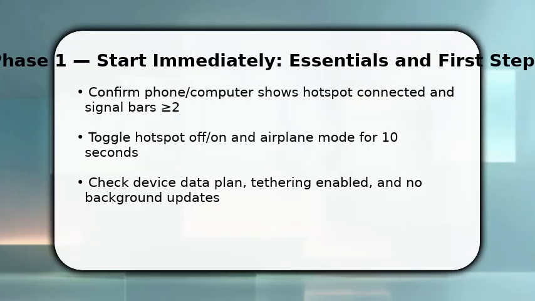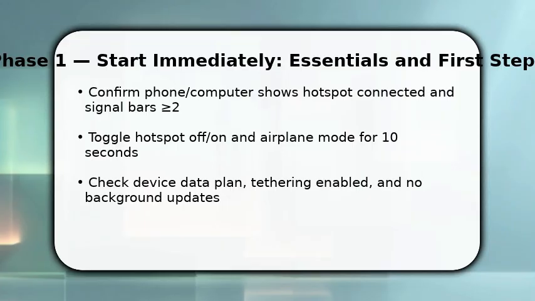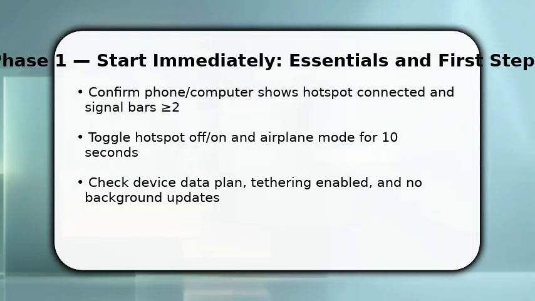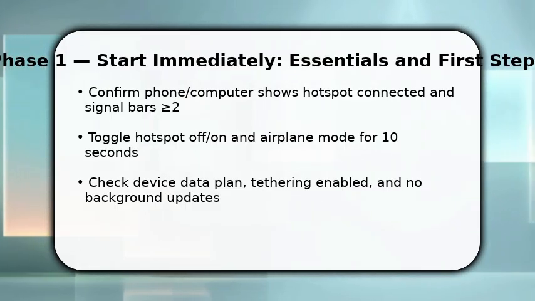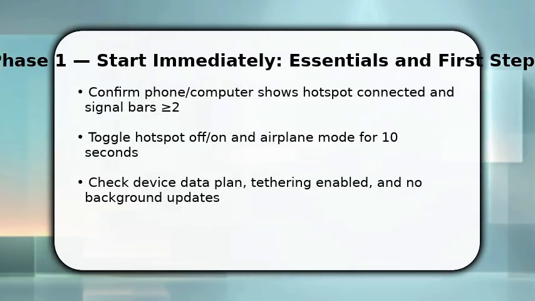You start by confirming the device is actually on the Hotspot network and has at least 2 bars of signal. This rules out weak link issues. Once done, turn the hotspot and the client device off, enable airplane mode for 10 seconds, then disable it. This resets the radio. Make sure tethering is allowed in your plan and pause any big downloads or updates on the client. Otherwise, they will eat bandwidth and make the connection slow.